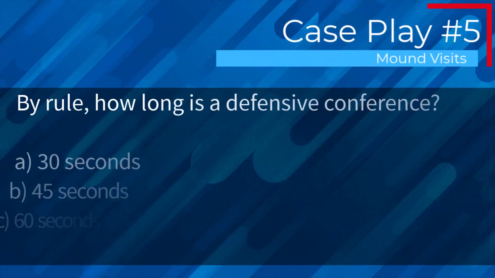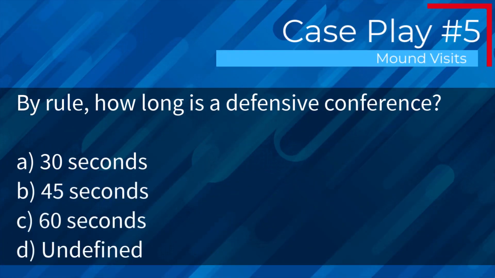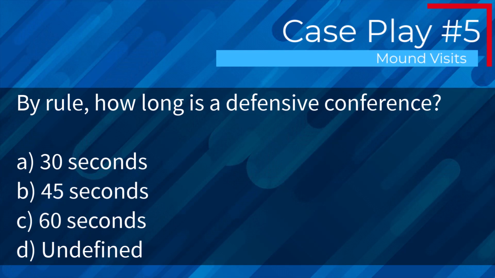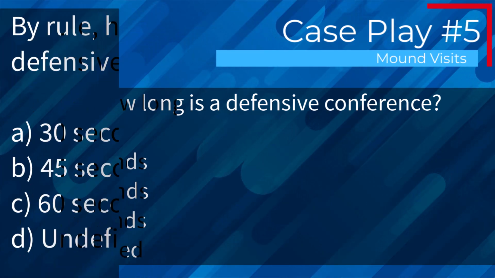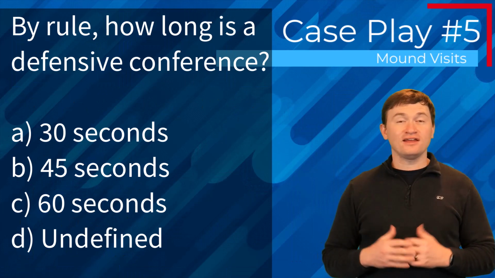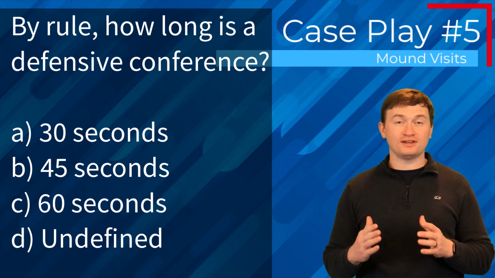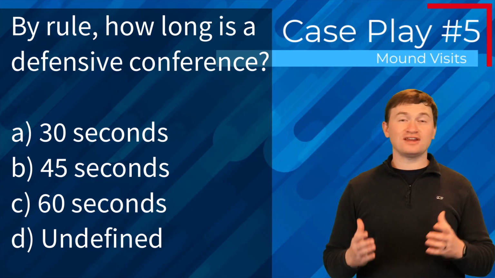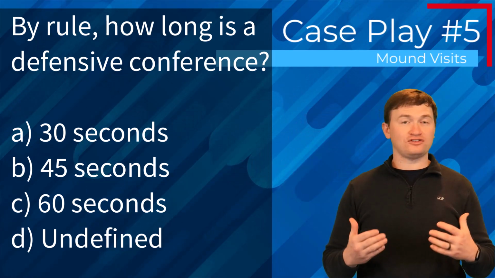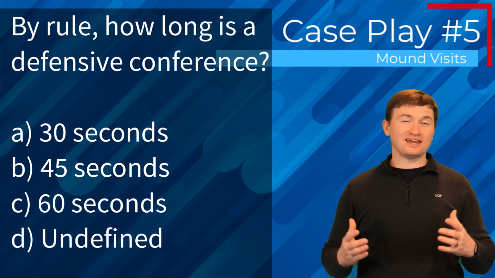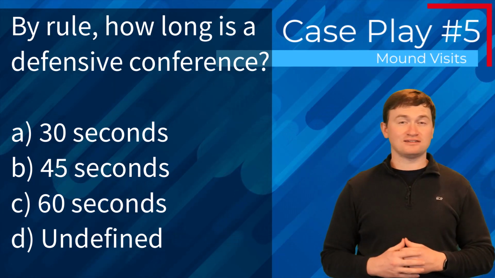Case play number 5. By rule, how long is a defensive conference? A, 30 seconds, B, 45 seconds, C, 60 seconds, or D, undefined. The correct answer here is D. The NFHS rulebook does not lay out any specific amount of time for a defensive conference. The only guidance given in the rulebook is that the umpire chief, the plate umpire, is to give the amount of time as they deem necessary.